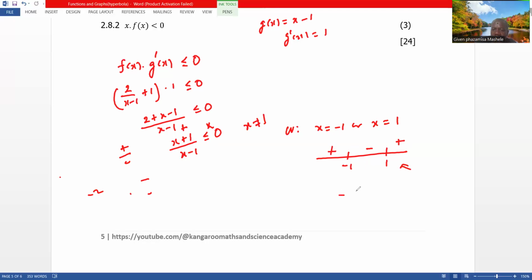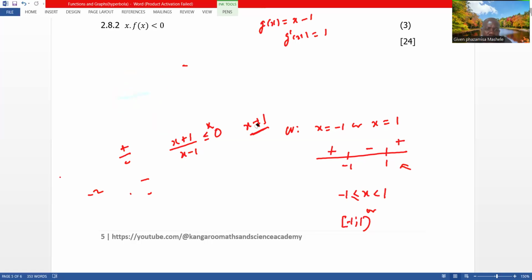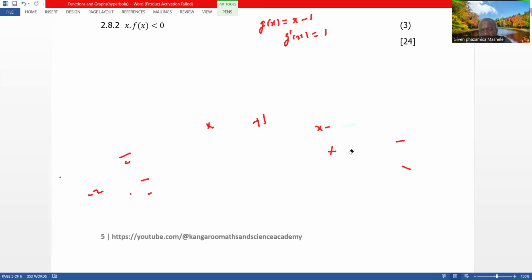So it means the answer is between minus 1 and 1. But we only exclude 1, but we include minus 1. You can also say it's from minus 1 to 1 exclusive. So this is what the answer is saying, from minus 1 to 1. So I strongly believe you are following. Let's just confirm if the answer was correct. But I strongly believe that that is the correct answer.